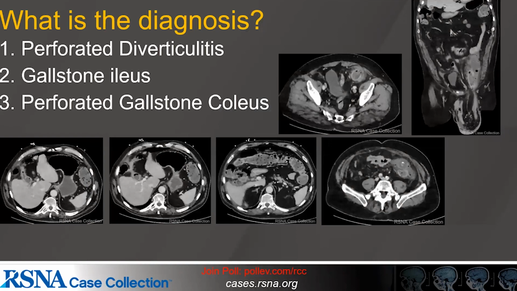So is this perforated diverticulitis? Is this gallstone ileus? Or is this something the authors have labeled as perforated gallstone coleus? Now, I thought coleus was a plant, and I thought this was a mistake, but they said, no, we want to include in the differential something they're calling gallstone coleus. So let's go on to the poll everywhere slide.